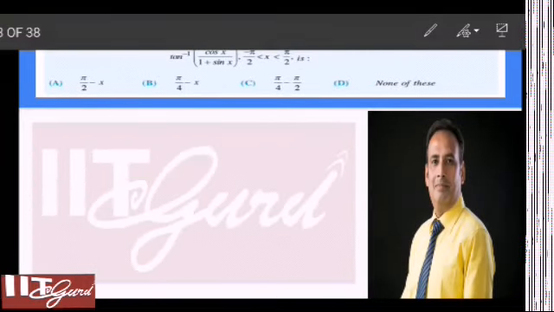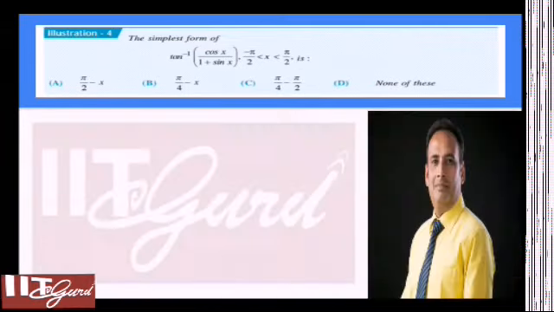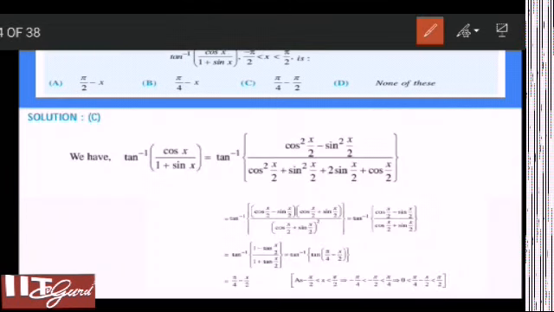Simply, if you solve this cos x upon 1 plus sin x, cos x can be written using the half angle formula as cos square x by 2 minus sin square x by 2. 1 can be written as sin square x by 2 plus cos square x by 2, and sin x can be written as 2 sin x by 2 cos x by 2. Now opening this, the numerator is cos square x by 2 minus sin square x by 2, which can be written using the square difference formula.